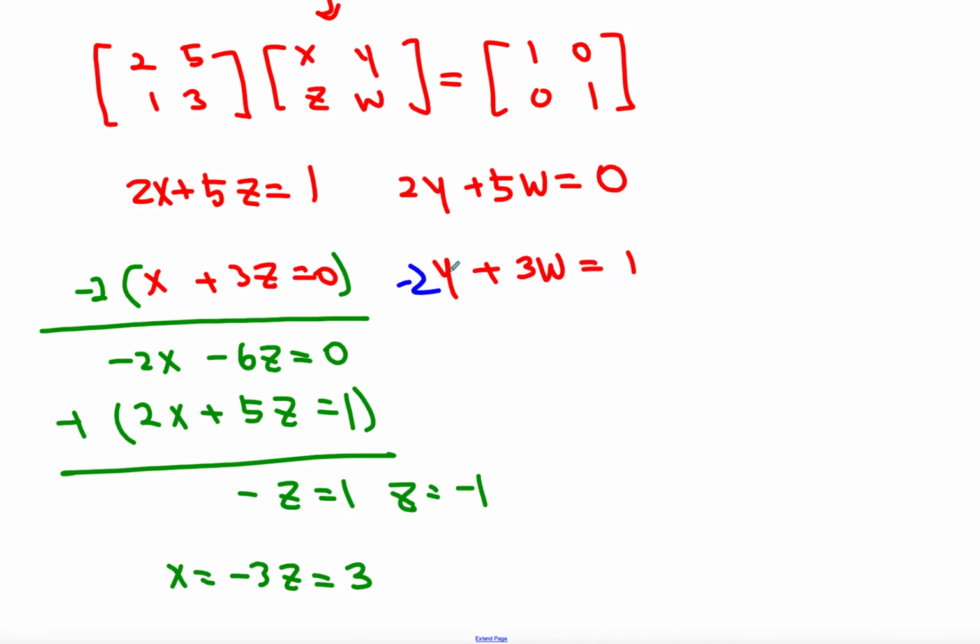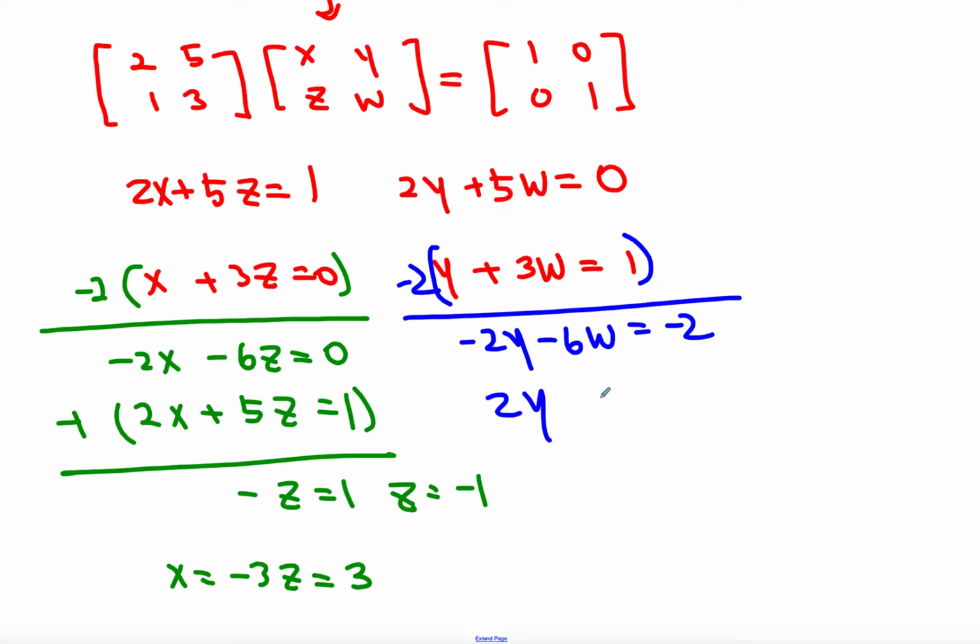I'm going to do the same. I'm going to multiply by -2 on the second equation. So we get -2y minus 6w equals -2. And then the first one I'm going to write as it is, plus 5w equal to 0.